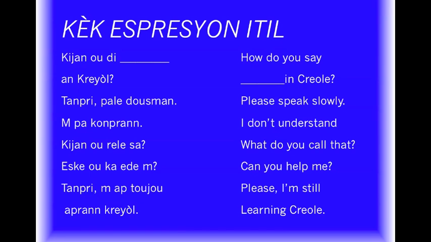Tambri, map toujours prendre Creole. Tambri or souple, map toujours prendre Creole. So please, I'm still learning Haitian Creole. So you can just put some of these together. Tambri, parlez doucement, map toujours prendre Creole. Please speak slowly. I'm still learning Haitian Creole, or just Creole.